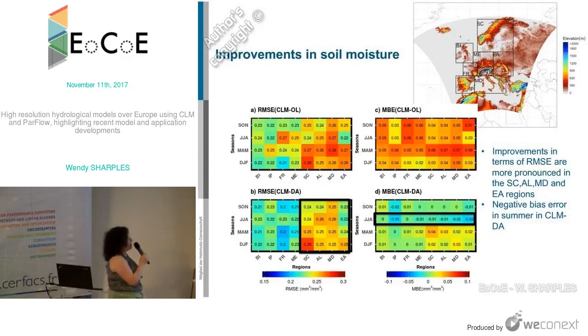And quantifying that now, we calculated the root mean square error and the mean bias error, comparing the open loop with the data assimilated version. You can see that there are improvements in terms of RMSE overall, and they're more pronounced in the SC, AL, MD and EA regions. So that's Scandinavia, the Alps, the Mediterranean and Eastern Europe. There's a negative bias error in the summer in the data assimilated versions.